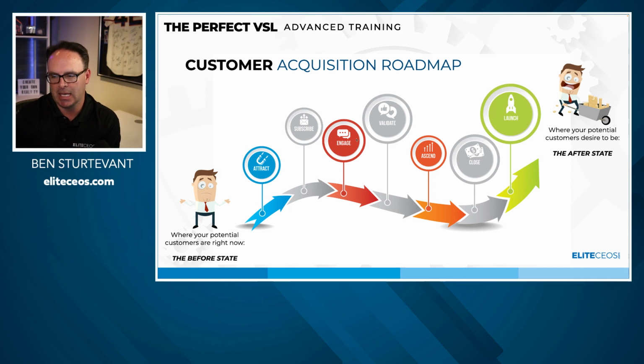The validation stage is where they're starting to do research, starting to learn about you, consuming some of your content. Ascension is where you're adding value and helping them confirm their decision. Then of course you've got your close stage, which is your sales calls and follow-ups. And then launching is launching them into your program. So the stage we're really going to be talking about today is this validation stage. That's what the VSL is designed to do.